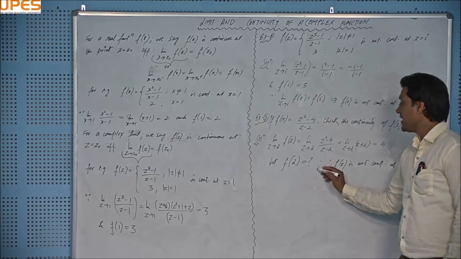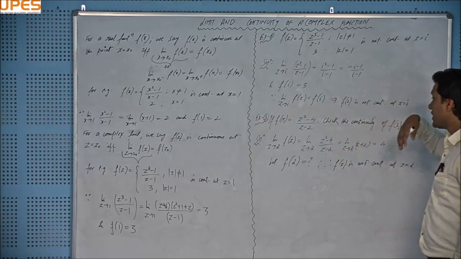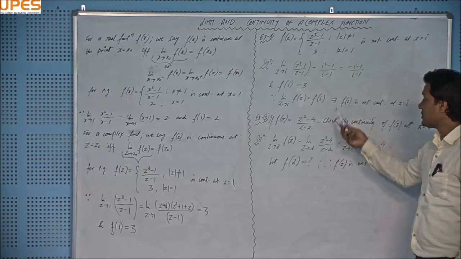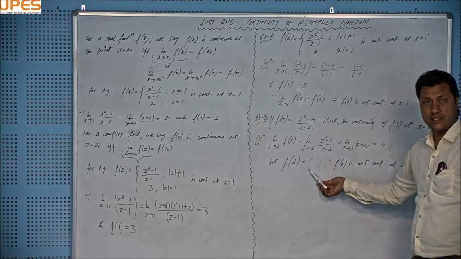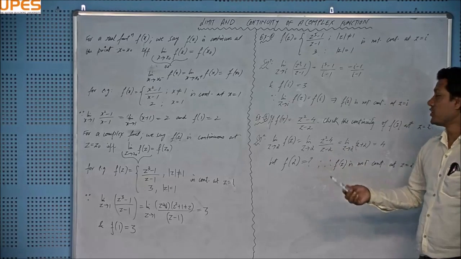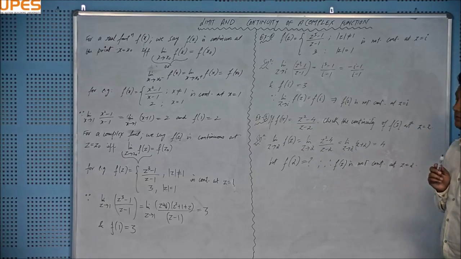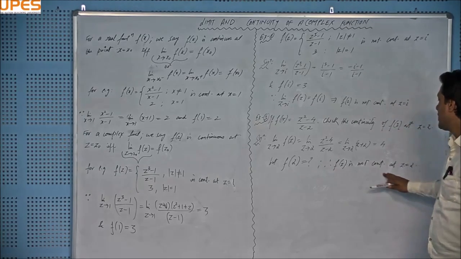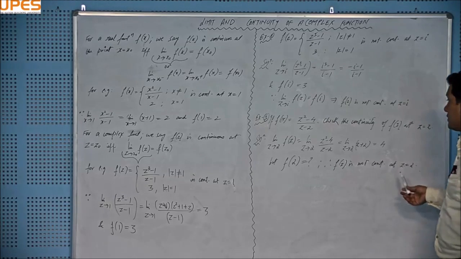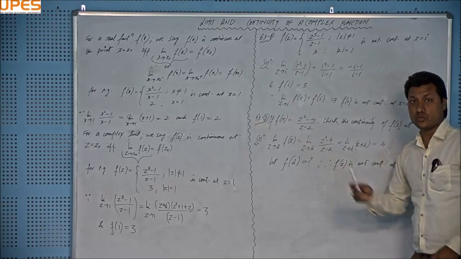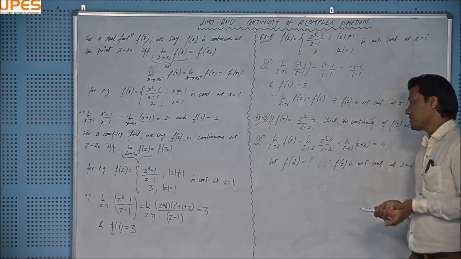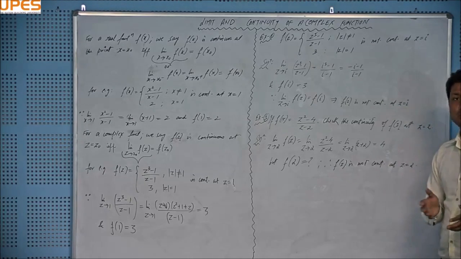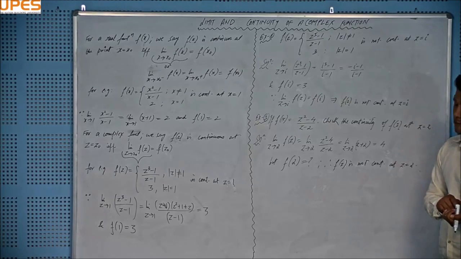In order to make this function continuous at z equal to 2, you have to define the value of the function at z equal to 2. If you define f(2) equal to 4, then this function will become continuous at z equal to 2. This is called a removable discontinuity, because the function is discontinuous at z equal to 2, and to make it continuous you can redefine it at that point, so the discontinuity can be removed by redefining the function there.